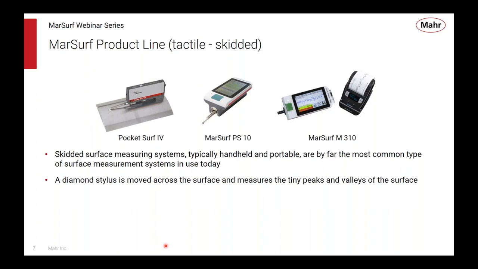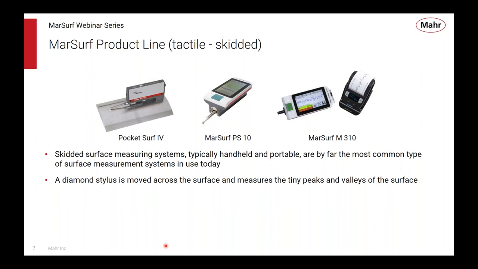As you go from left to right across the product line there, you see our PocketSurf 4. The PocketSurf was the original handheld mobile device about 30 years ago now. And we're on generation number 4 of that. Then we move up to the PocketSurf 10 or the PS10. Uses the same kind of probe technology as our higher end instruments, but puts it in a package where you have the ability to have a touch screen to operate it on from the top of the device.